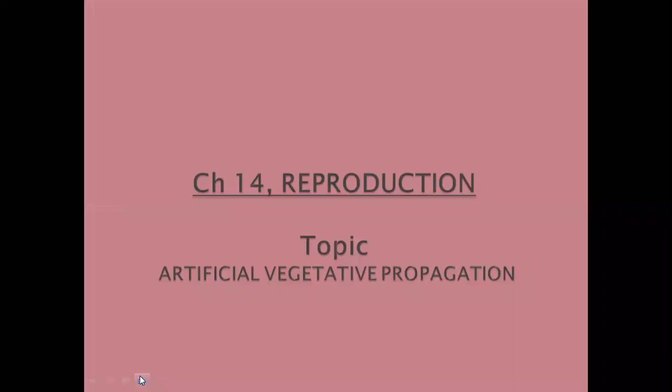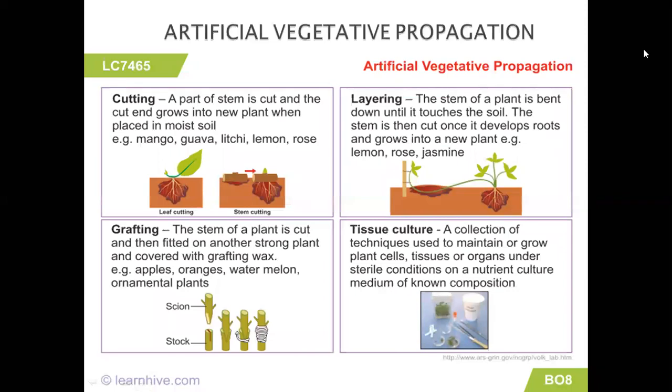Chapter 14, reproduction, and its topic is artificial vegetative propagation. We have seen the natural vegetative propagation, and vegetative propagation means to produce offspring from the vegetative parts of the plants, that are the leaves, stems, and roots, other than the reproductive parts. They are known as vegetative parts. And from the vegetative parts, the part that protrudes above the surface comes out and is known as vegetative propagation, giving rise to a new individual.